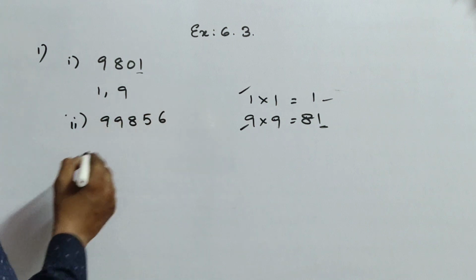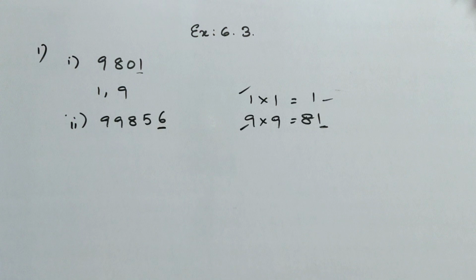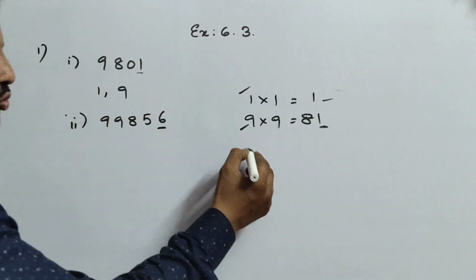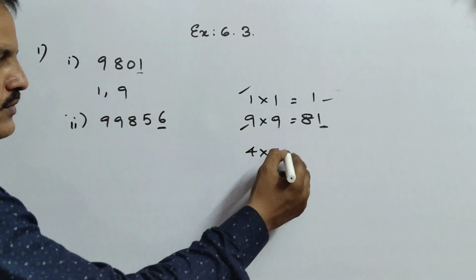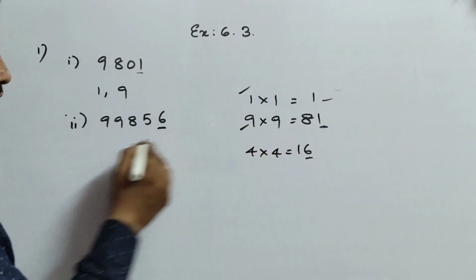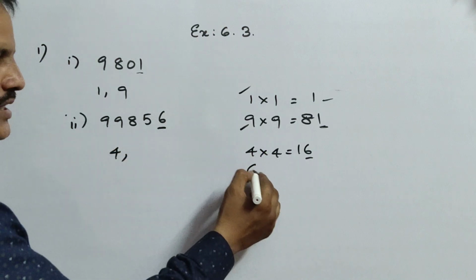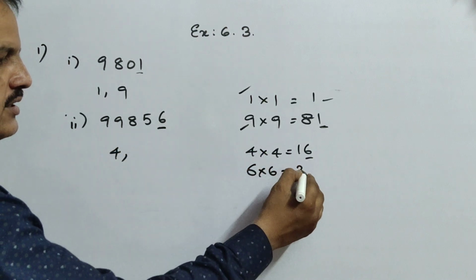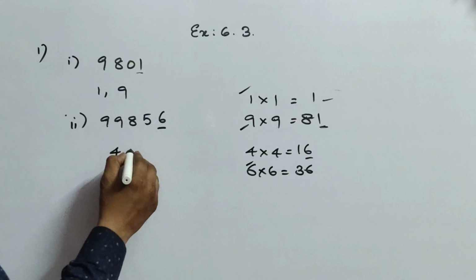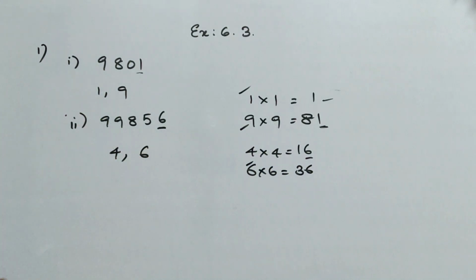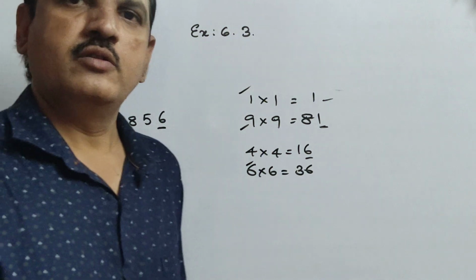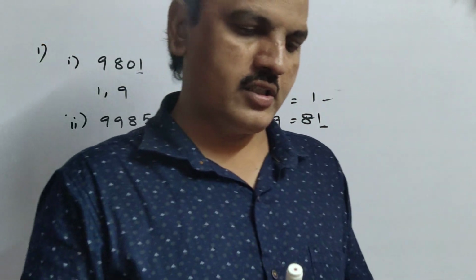99856. Here 6 is there. To get a 6 in units place, what are the numbers? That means what are the chances we have? 4 4s are 16. Right? That means 4 is one number. 6 6s are 36. So 6 is another number. That means 4, 6 is the answer. Right? Understood now?